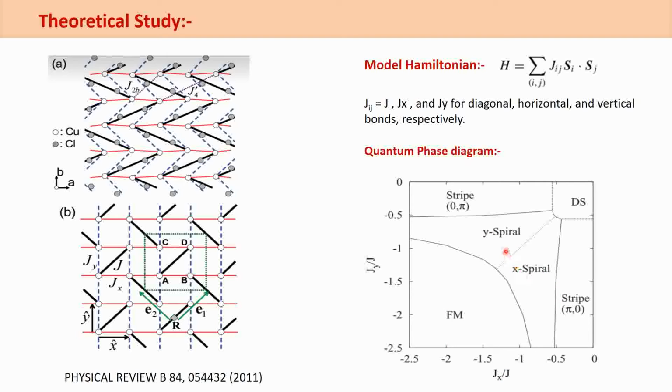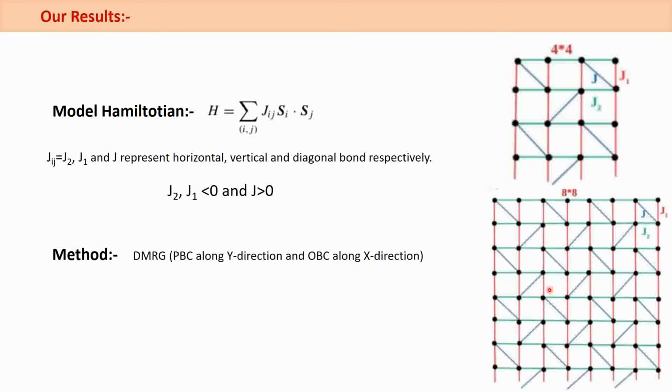But the limitation of their calculation is that they have only taken the system size as 24, so there is a finite size effect. Also, they have only predicted the existence of spiral order, but they didn't give a confirmation of its existence, or they weren't able to show the spiral order in the system. By observing these types of limitations, we have started to investigate this model.